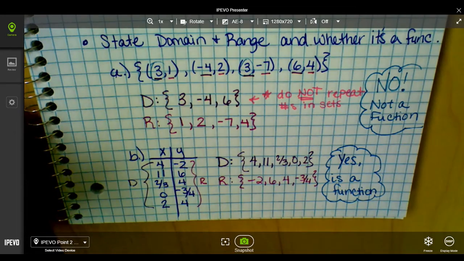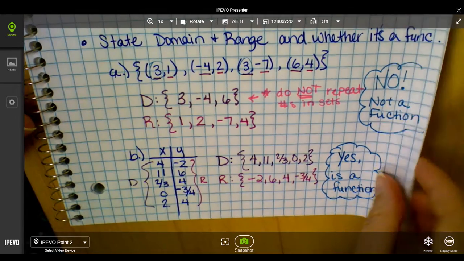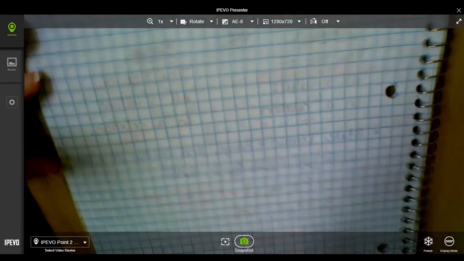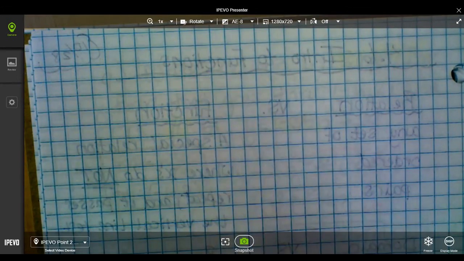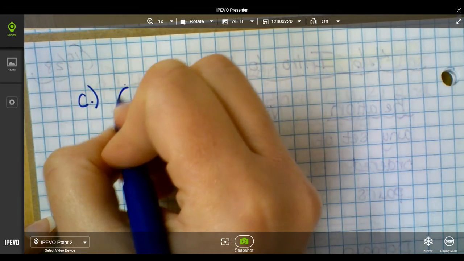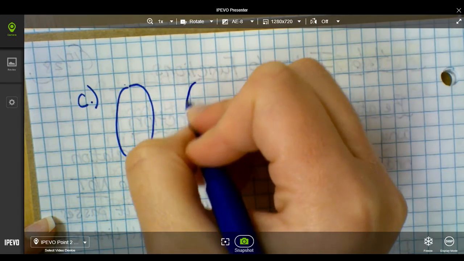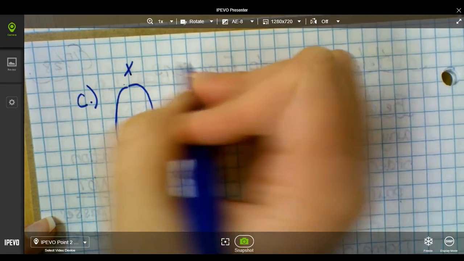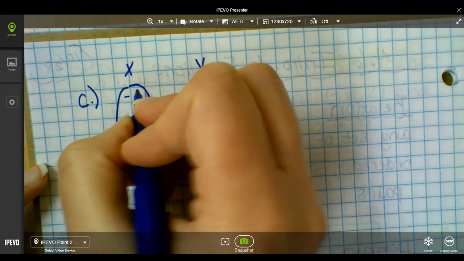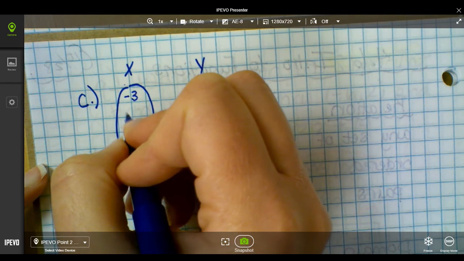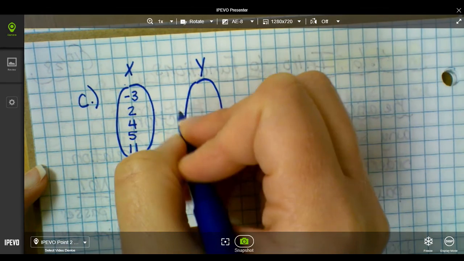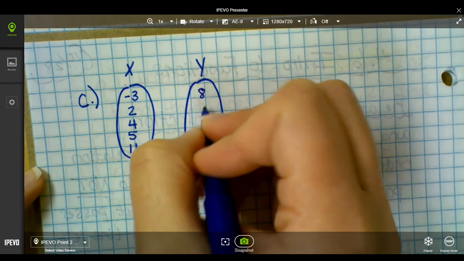Okay, let's keep this going. So we're going to turn the page. Okay, the next ones that we're going to talk about are called maps. And I'm sure you guys have seen these already before, but it might not be a bad idea to review. It's a little bit more challenging than just a list of ordered pairs and a table. So when you have a map, it's kind of like a table. So you have your x and your y values. They all have little bubbles. So in my x values, I have -3, 2, 4, 5, and 11. And my y's, I just have 8, 9, 10, 11.